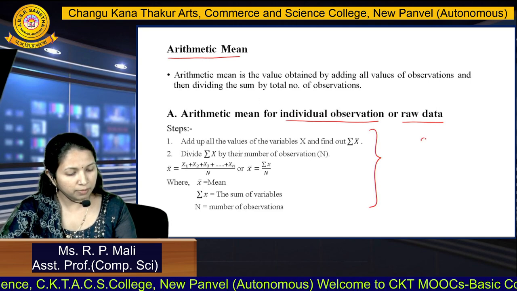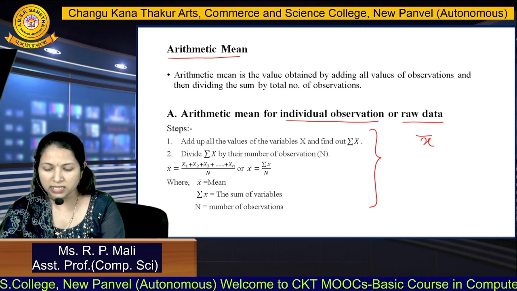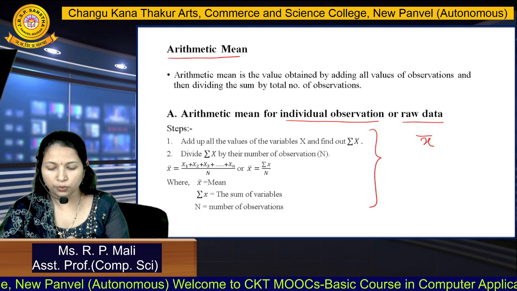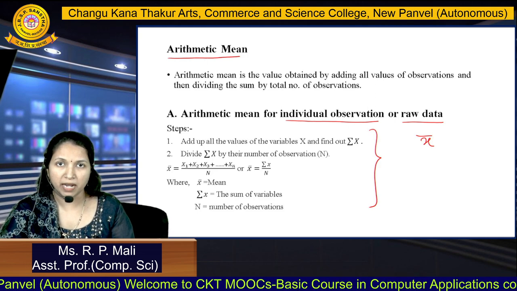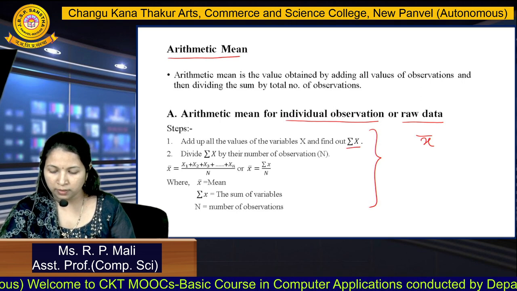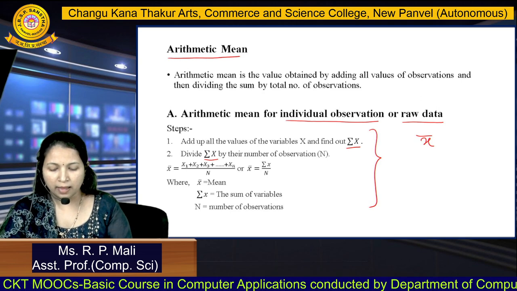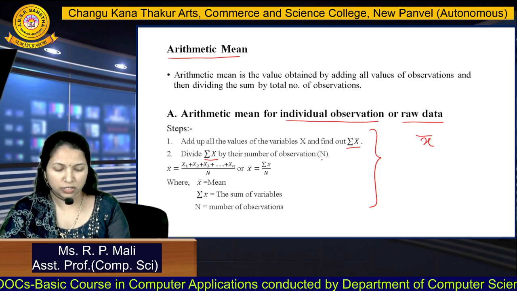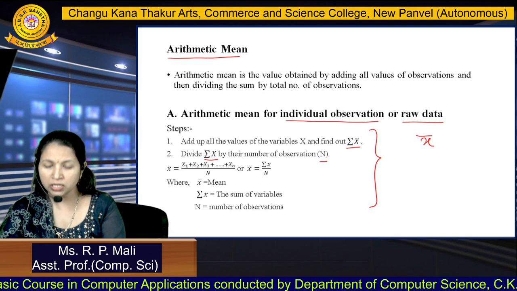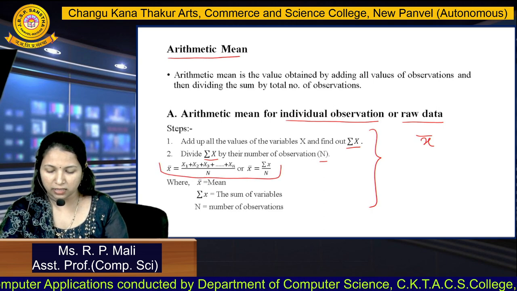Your arithmetic mean is denoted by x bar. So first step is what? What we are going to do? We are going to add all the values of the variable x and find the summation of x. Second step is what? We are going to divide that summation of x by the number of observations, that is what? Your n.